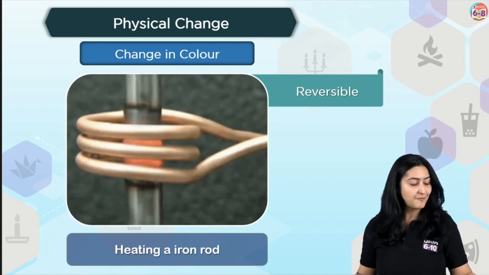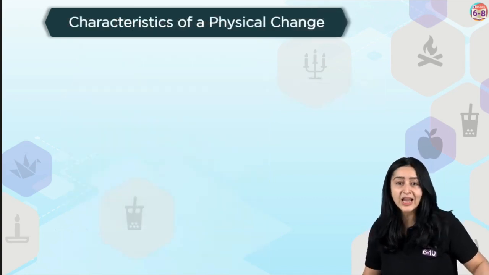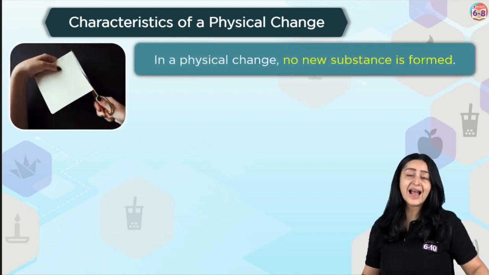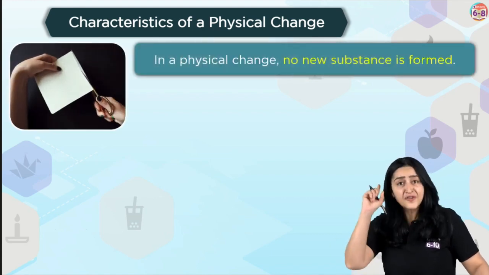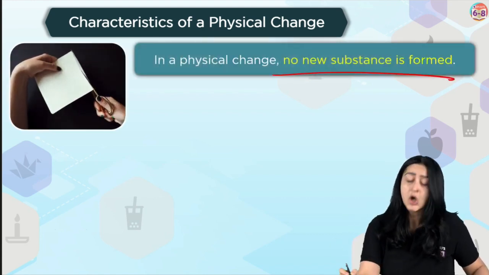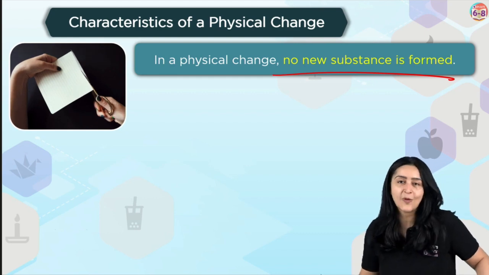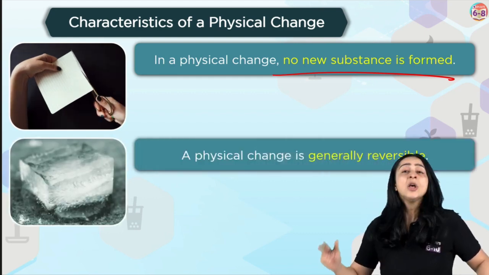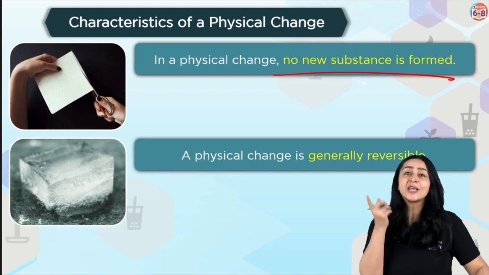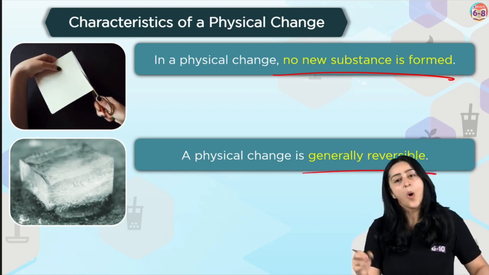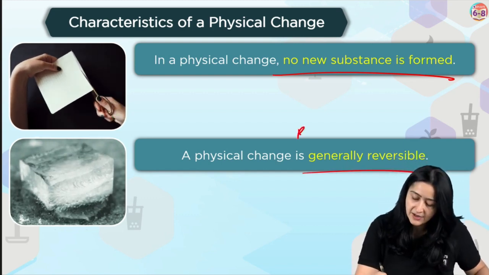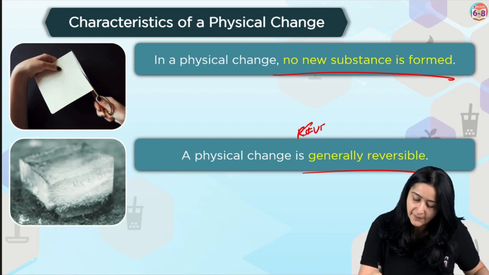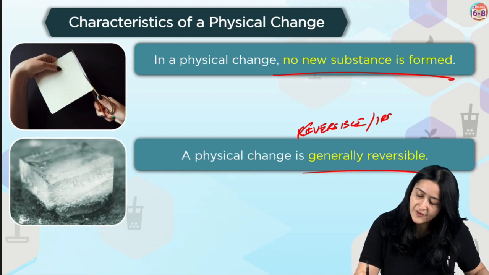So what have we understood for today? In terms of a physical change, the first thing to remember is that there is no new substance formed. Second, a physical change could be either reversible or irreversible.